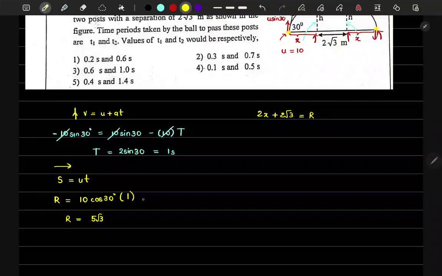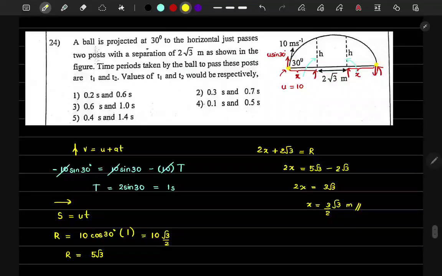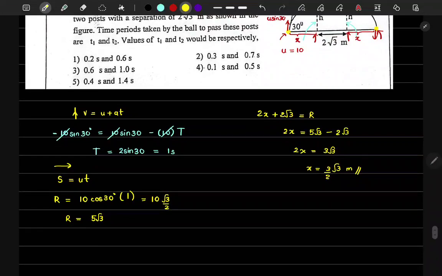Now if R is equal to 5 root 3, then 2x is equal to 5 root 3 minus 2 root 3. So 2x is equal to 3 root 3, then x is equal to 3 over 2 root 3. That is the distance from the initial point to the first post, or the distance from the final point to the second post. Now using this x, I can figure out the time taken for this ball to reach the first post.